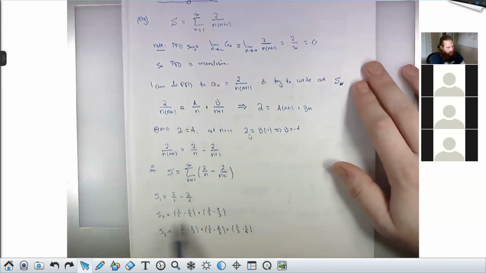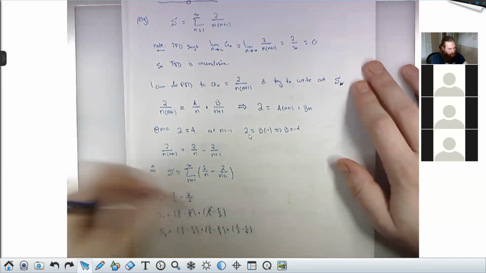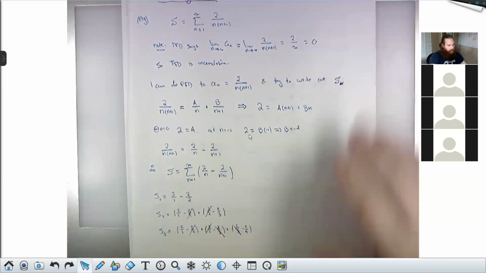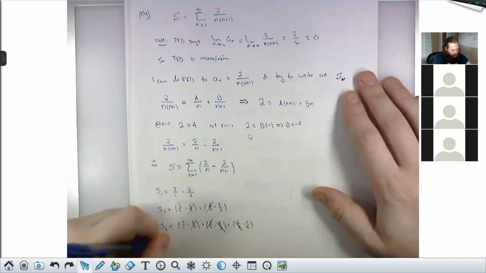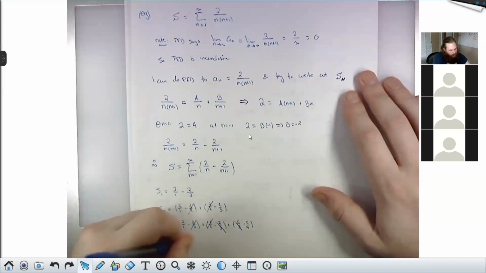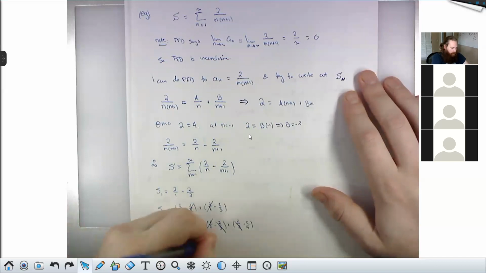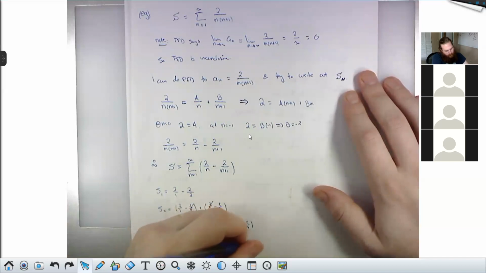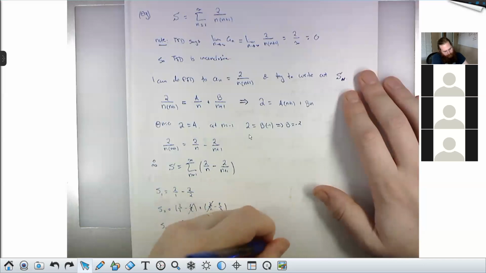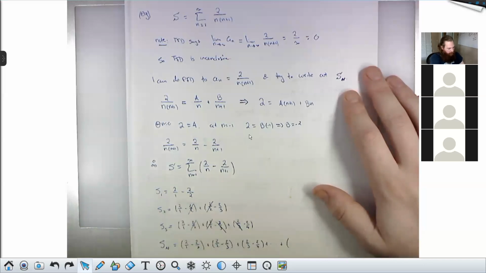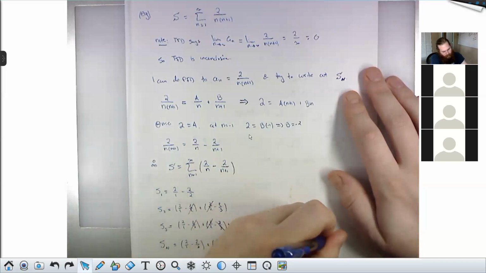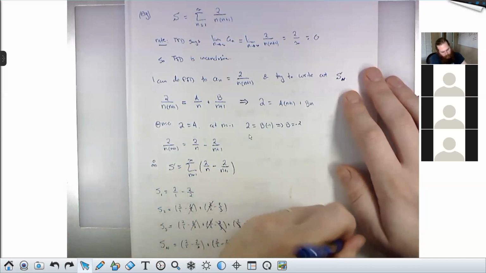And what you see is that there's actually going to be a lot of cancellation, right? This guy will cancel with this guy. This guy will cancel with this guy. And in general, if you try to write out S_n, that will be 2 over 1 minus 2 over 2 plus 2 over 2 minus 2 over 3 plus 2 over 3 minus 2 over 4 plus, and we'll write the last few terms here, 2 over n minus 1 minus 2 over n plus 2 over n minus 2 over n plus 1.